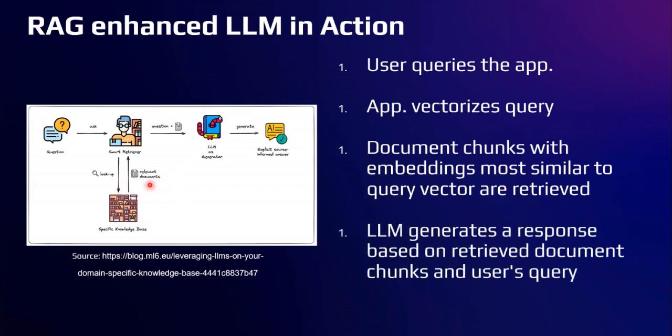The document chunks with embeddings most similar to the query vector will be retrieved. The retrieved chunks that have meaning most similar to our query will be sent to the large language model along with the original question that we asked. The large language model will churn through these two inputs and generate an answer that's hopefully appropriate and to your liking. So that's basically how a RAG application works.